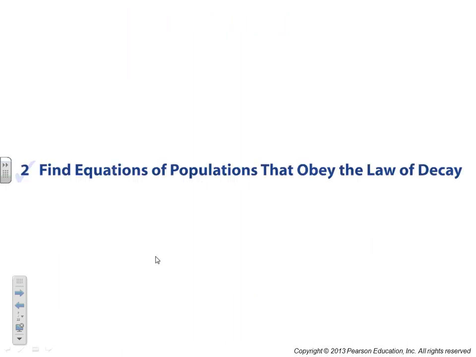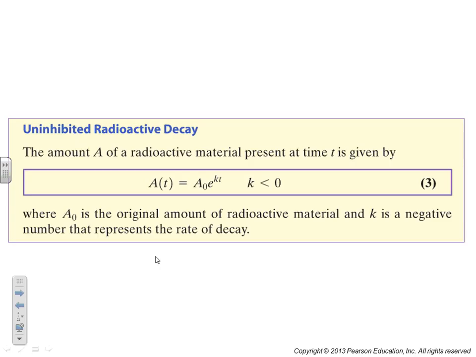Okay. Second learning objective, find equations of populations that obey the law of decay. So we were doing population growing. Now our poor little swamp monsters are going to be decaying and creating fossil fuels that we can drive around in our car. Just kidding. The amount A of a radioactive material present at time t is given by, oh, this formula looks familiar, except now k is less than 0. So k is a negative number, and that's going to represent our rate of decay.